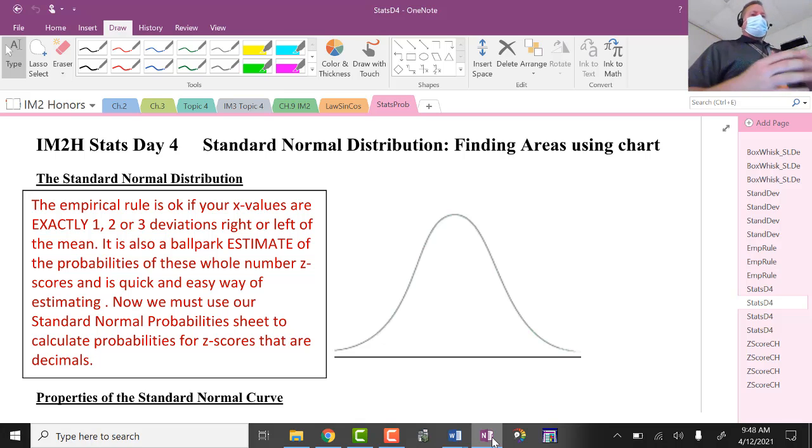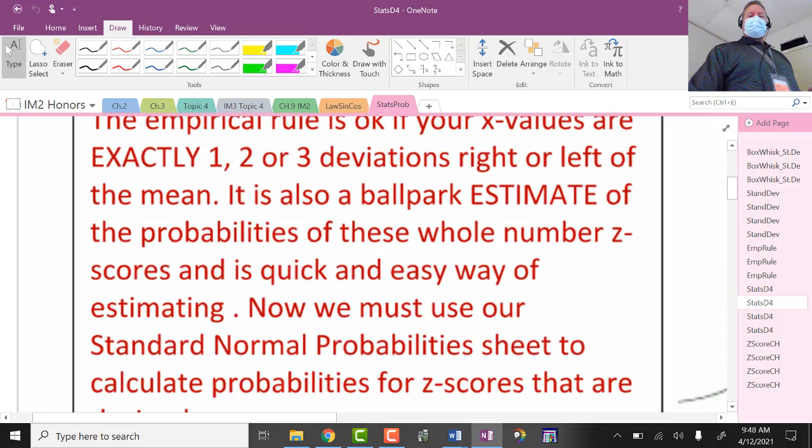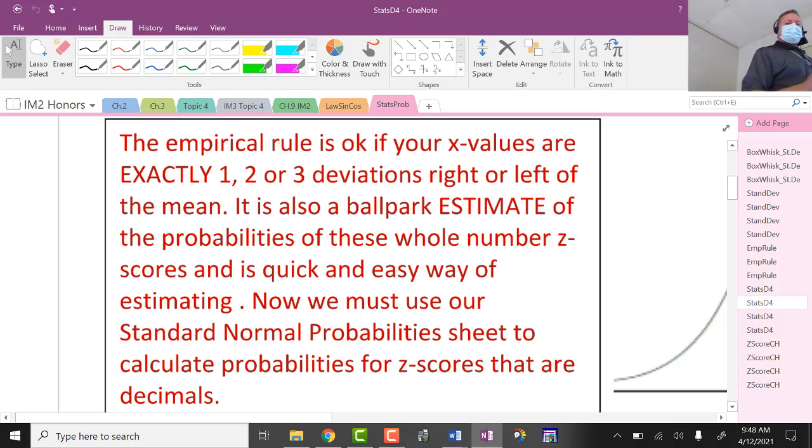All right, so day 4. I want you to understand this, and this can be repeated over and over and over again: that the last thing that we did, which was the empirical rule, is just an estimate. I know I'm sick of hearing it, Mr. S. Just want to make sure you understand that we got something different going on today.